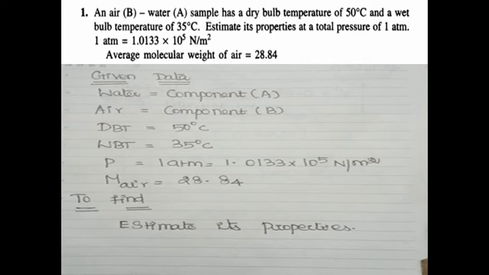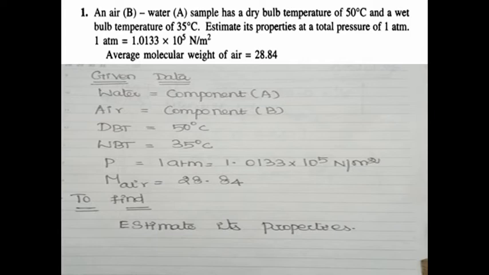So the given data: water is component A, air is component B, DBT or dry bulb temperature 50 degree Celsius, wet bulb temperature or WBT 35 degree Celsius. Total pressure 1 atm or 1.0133 x 10^5 Newton per meter square. Molecular weight of air is given, so 28.84. Suppose the molecular weight of air is not given, then you should take 28.8 or 29.